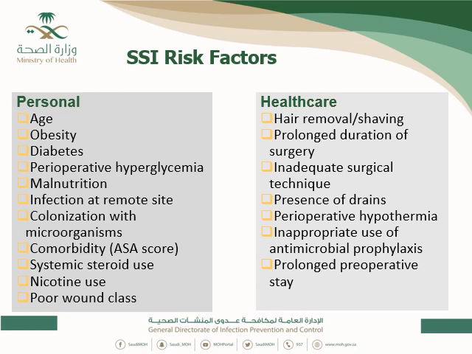The personal risk factors include age, obesity, diabetes, perioperative hyperglycemia, which means hyperglycemia just before, during, and after the surgery, malnutrition, infection at a remote site like tonsillitis or appendicitis, and colonization with microorganisms, like the presence of Acinetobacter in the throat or MRSA in the axilla or groin, and so on. Comorbidity: when the comorbidity is high, the ASA score, the anesthesia score, becomes high. Systemic steroid use, because this decreases immunity, smoking or nicotine use, and poor wound class. These are all risk factors. Maybe poor wound class is a personal risk factor, but it is also related to healthcare factors.